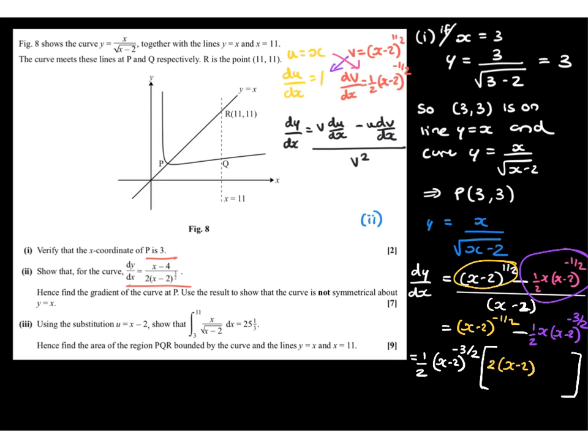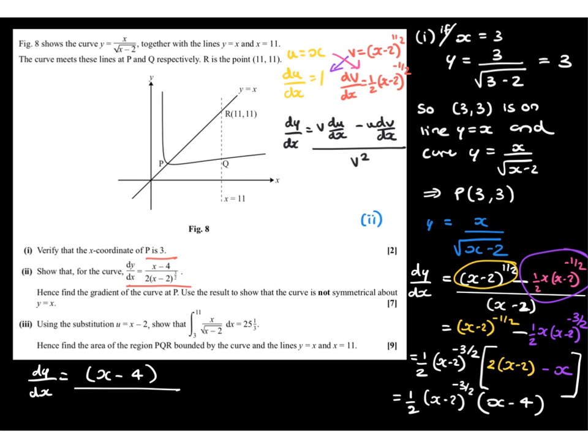And for the second bit, we need minus x, and that's it. So this then simplifies to give me a half x minus 2 to the negative 3 over 2, and then inside the brackets, that's x minus 4. Now, if I just rewrite this slightly, I have x minus 4 on its own in the numerator. In the denominator, I can place 2 bracket x minus 2 to the 3 over 2, which is the answer we were aiming to get to.